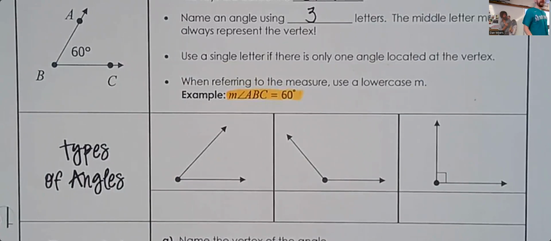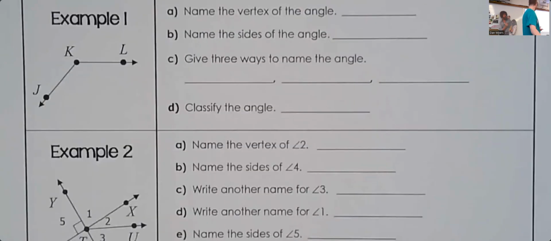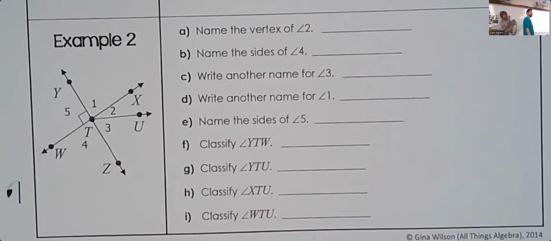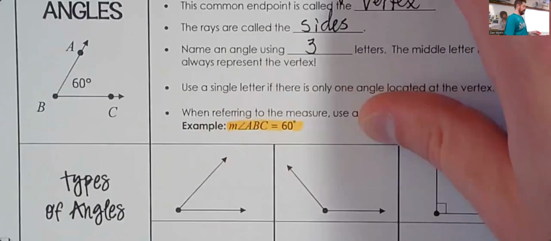Anytime you are saying the angle degrees of an angle, use the lowercase m, use the angle symbol, and then you don't have to say 3 letters. Sometimes it'll just be a number. Sometimes it'll be like the measure of angle 1. Or for example, down here, you could say lowercase m, angle symbol 5, the measure of angle 5 would equal 90 because it's a right angle. So different ways of writing that. All right, let's keep going here.